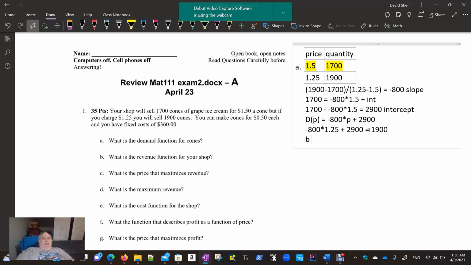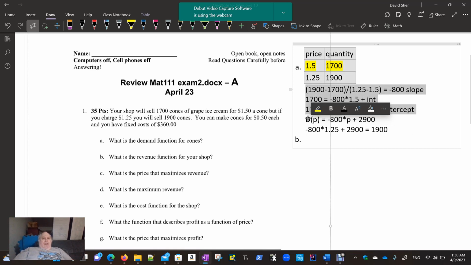So now my demand function in part A, which I'm going to make a little clearer, if the software is going to cooperate with me. I don't know why it keeps doing that. There. Make that boldface. Okay, so that's the answer to part A.